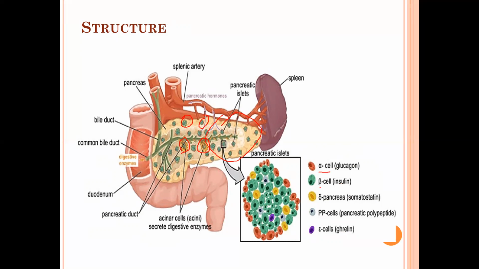One is alpha cells, beta cells, delta cells, pp cells, and epsilon cells. Alpha cells produce glucagon, beta cells produce insulin, and delta cells produce somatostatin, and pp cells produce pancreatic polypeptide, which is a hormone, and epsilon cells or E cells produce ghrelin, which is another hormone. So these are the different types of cells present within the interstitial region, or what we call islets of Langerhans, located within the pancreas.